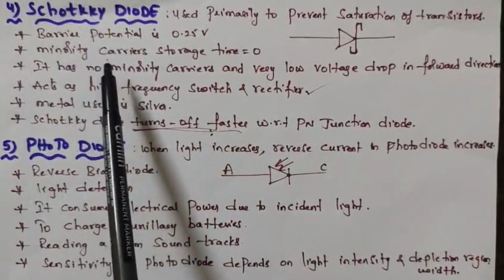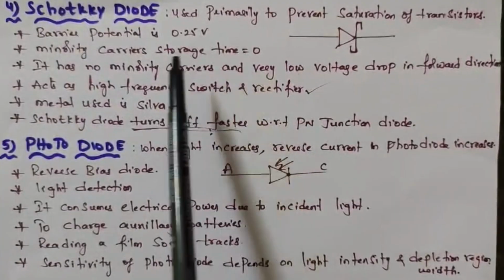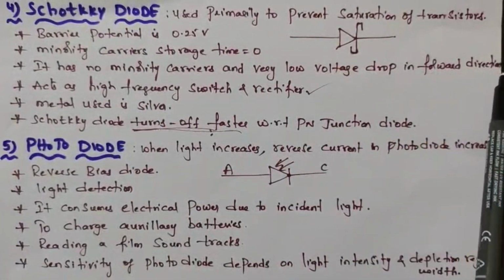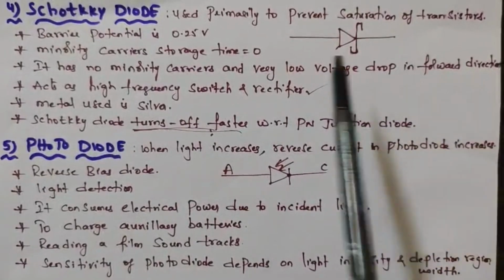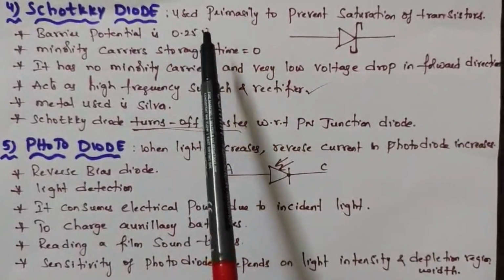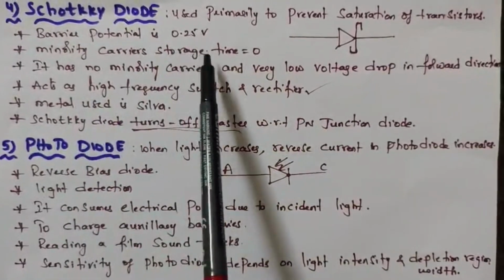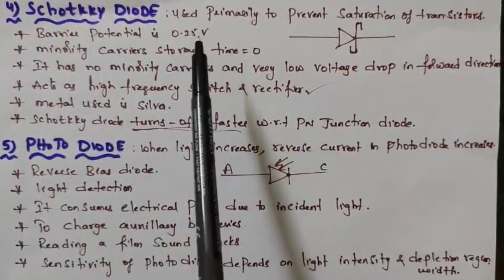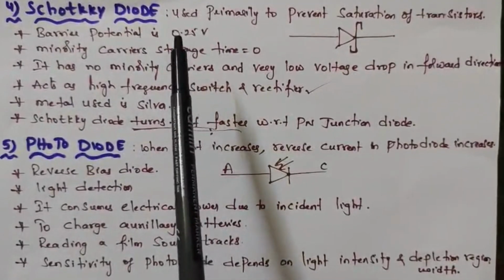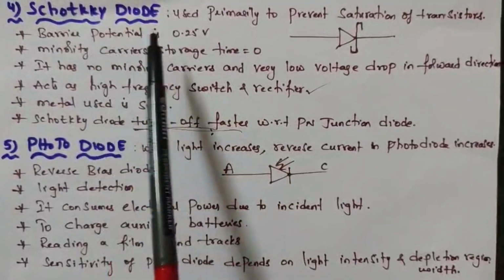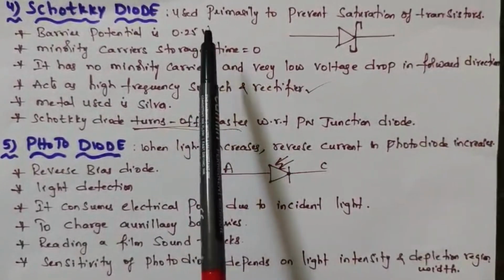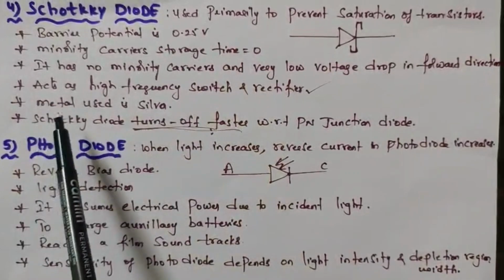And here the minority carrier storage time is 0. It has no minority carriers and a very low voltage drop in the forward direction. Okay, the voltage drop across the diode is 0.25. For the PN junction it is 0.7 volts. That's why you are getting the cut-in voltage of 0.7 for the PN junction, whereas for the Schottky you will be getting only 0.25 volt. It is a very big advantage compared to the PN junction diode.